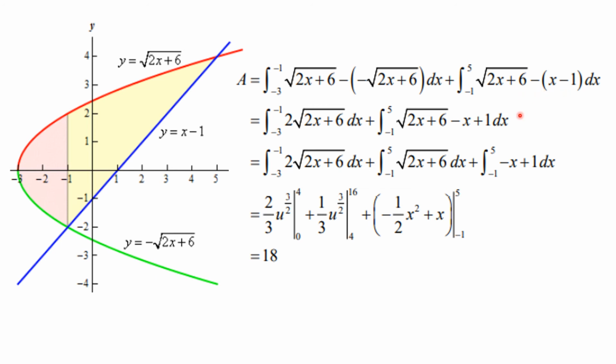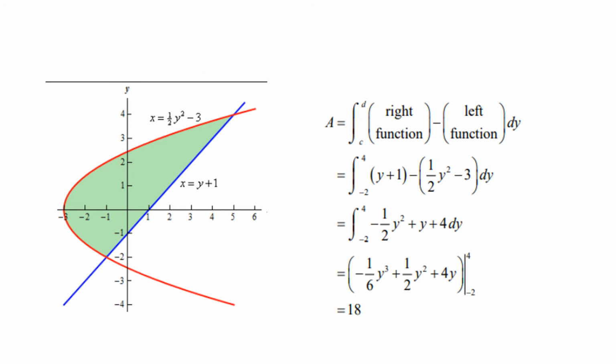Now the rest of this is doing algebra and calculations. You should verify all this. That's good practice for the final. But this is what you get when you do the algebra, and this is what you do when you do the calculus, and we get an answer of 18.